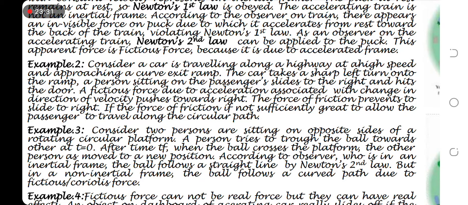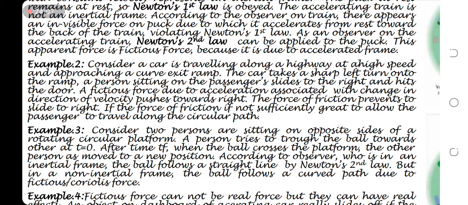A person sitting on the passenger seat slides towards the right. If the turn is taken to the left, then the person slides towards the right and hits the door. A fictitious force, due to the acceleration associated with the change in direction of velocity, pushes towards the right.